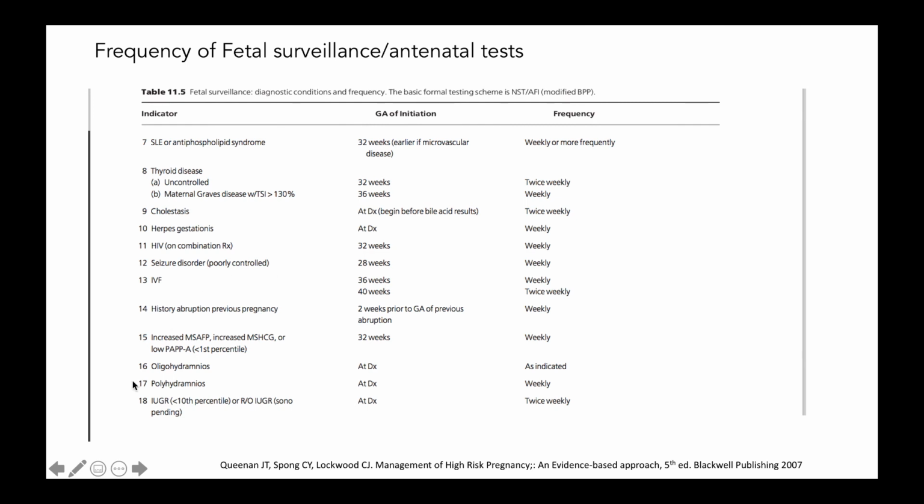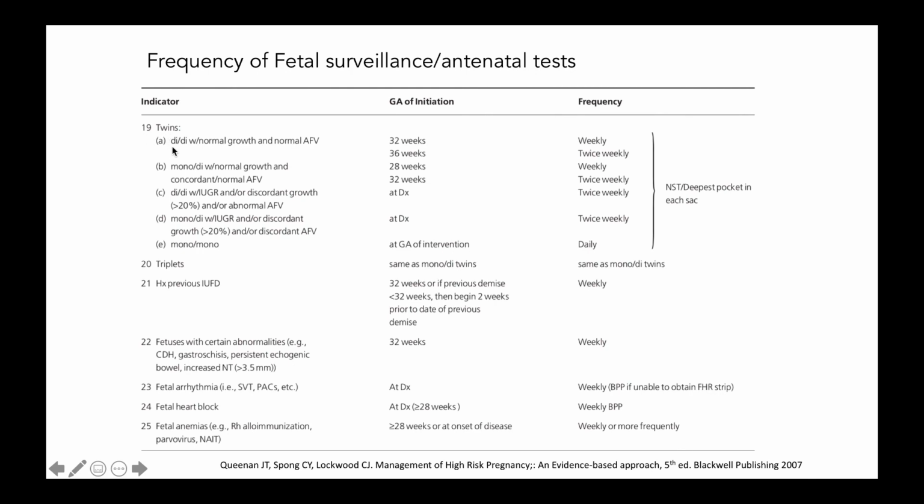For patients with oligohydramnios, we initiate the fetal surveillance at diagnosis, when we diagnose the oligohydramnios, and the frequency is as indicated. Some authors would recommend every 3 days or twice weekly or sometimes weekly. For patients with IUGR, the initiation of fetal surveillance will be at diagnosis, and the frequency will be twice weekly.